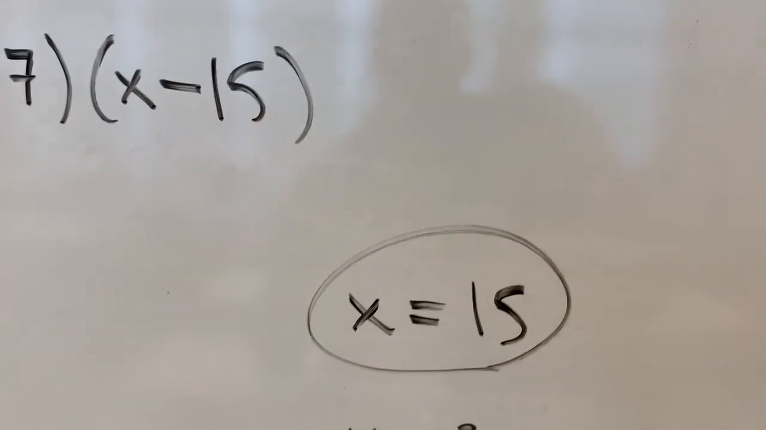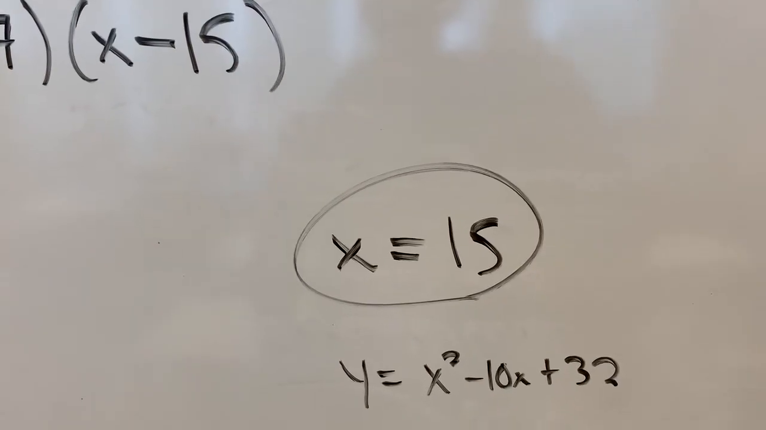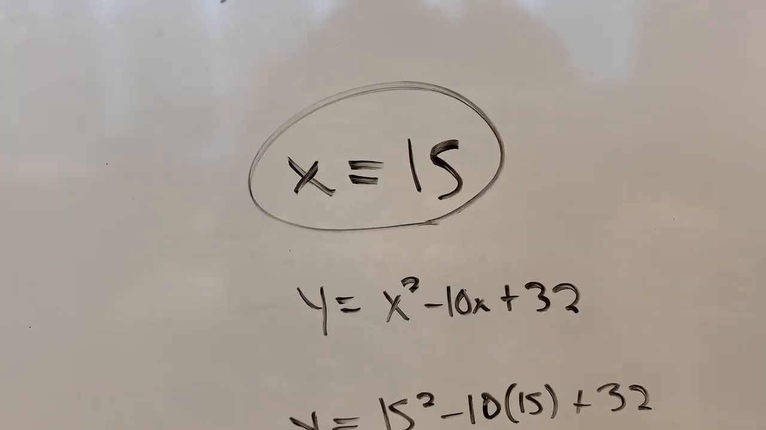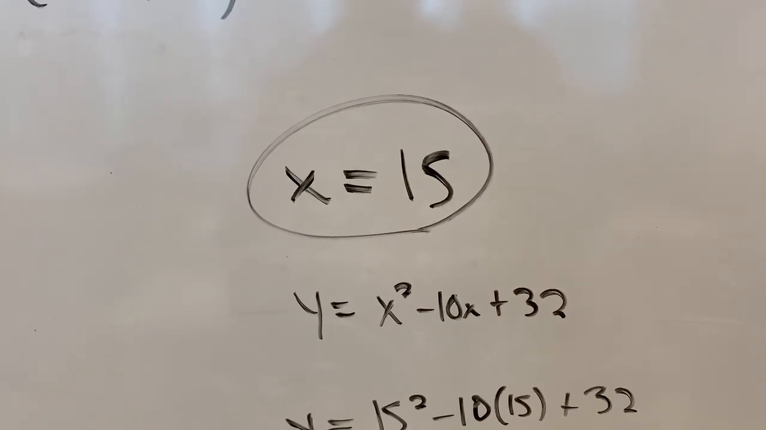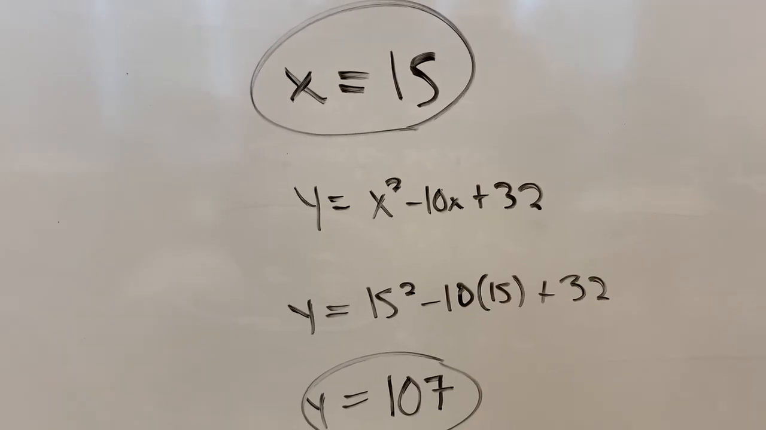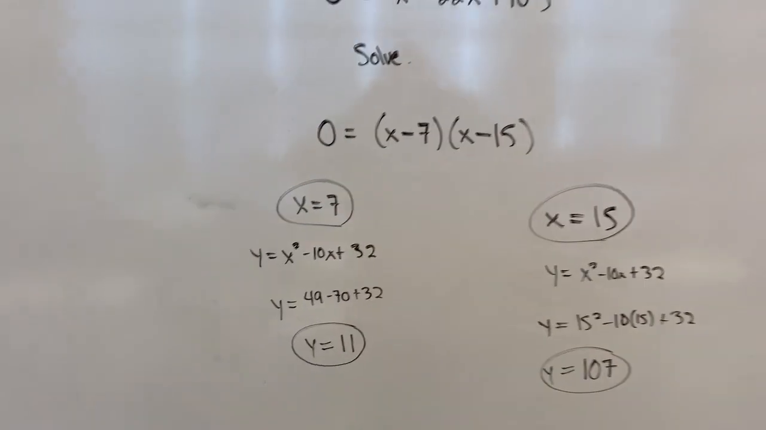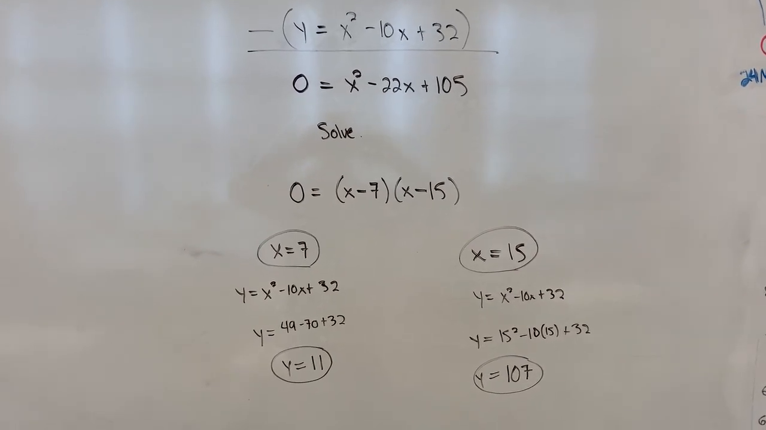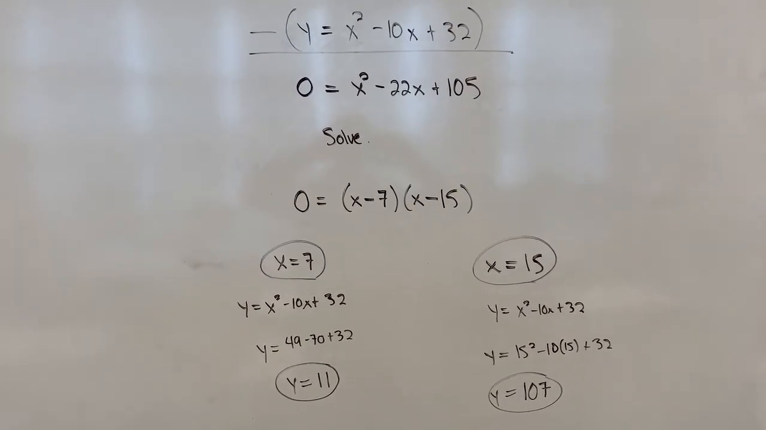I go over to 15 and I do the same thing. Stick 15 into one of the original parabolas, and either one should give me the same answer. That's why this is the solution, and I get an answer of y equals 107. So had I decided to do this question graphically, I would have had to have window settings at least big enough to see those points, but the good news here is I don't have to worry about that.